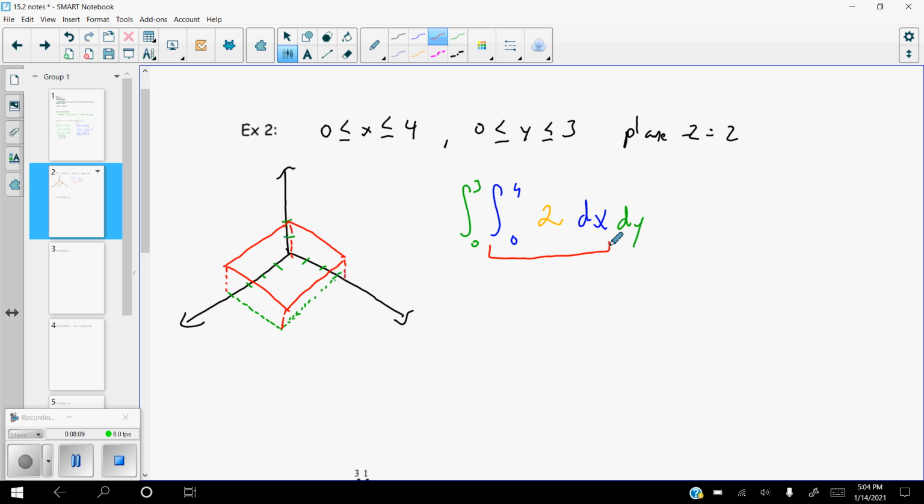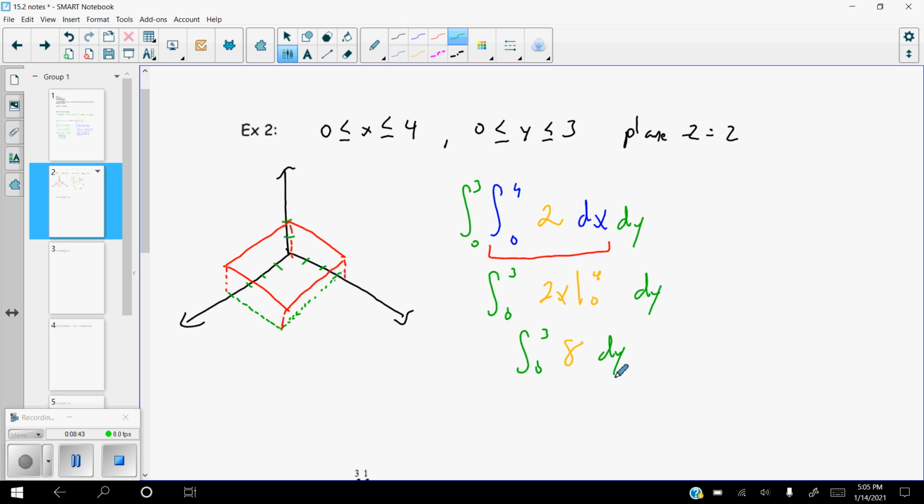So we'll take the first one, the antiderivative with respect to x is just going to be 2x. And we'll evaluate that from 0 to 4. Don't forget you're still going to have the integral from 0 to 3, dy left over. Fundamental theorem of calculus, plug in the 4 for x and you're going to get 8. Plug in the 0 for x and you're going to get 0. So 8 minus 0 is 8. So I have left over the integral from 0 to 3 of 8 dy.